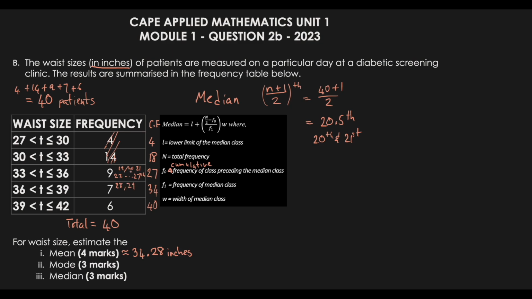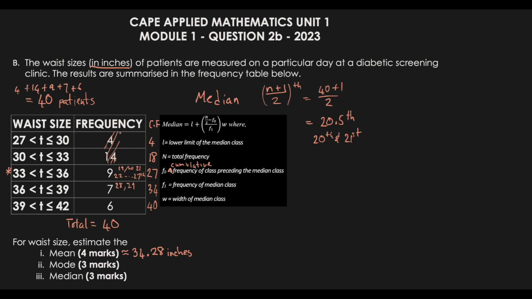Now if you look at this, the 20th and 21st person fall in this class here, because once we hit the 19th person, straight up until the 27th person, we would be inside of this class. So this here is our median class, not because it's in the center, but because the 20th and 21st person would fall within this section here.